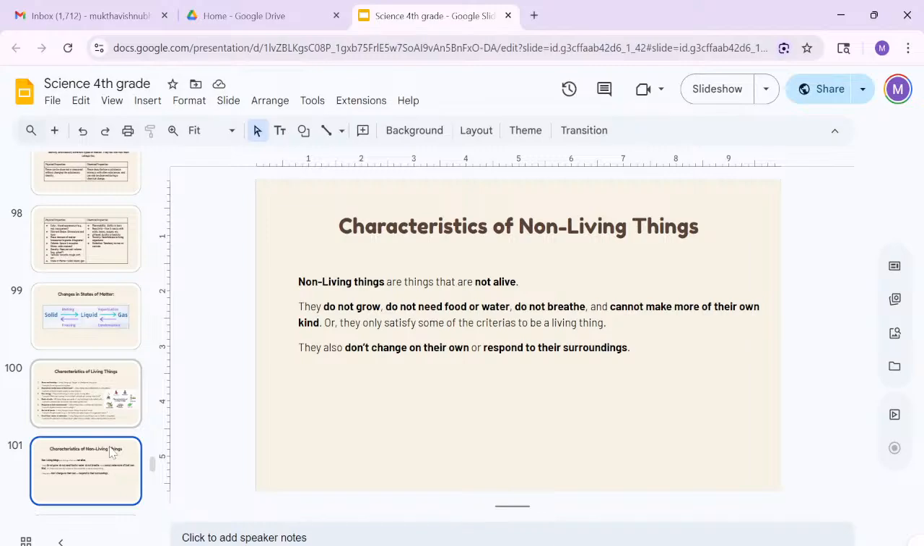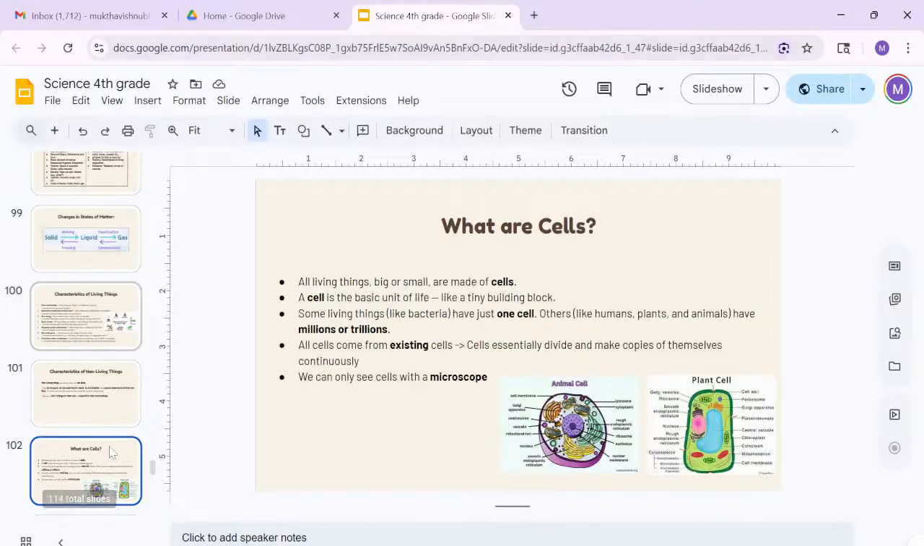Non-living things are things that are not alive. They do not grow, do not need food or water, do not breathe, cannot make more of their own kind, or they only satisfy some of the criteria to be a living thing. They also don't change on their own or respond to their surroundings. They have to satisfy all the criteria to be a living thing. That's kind of important.